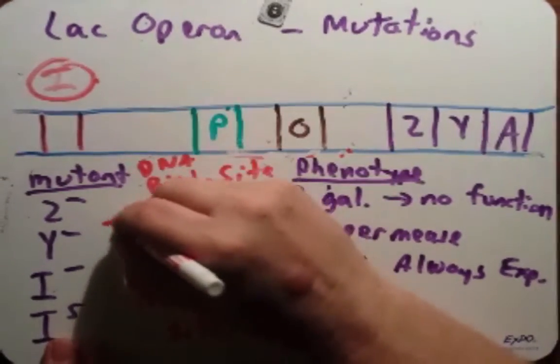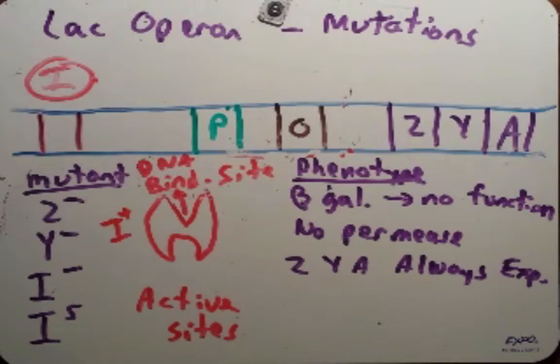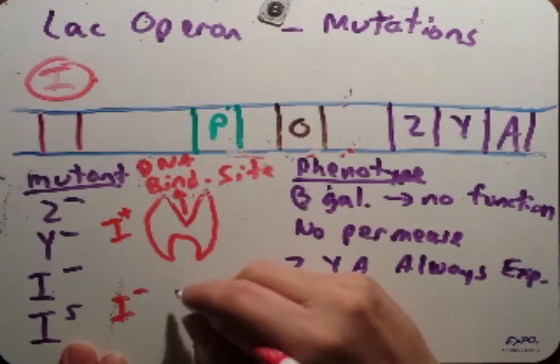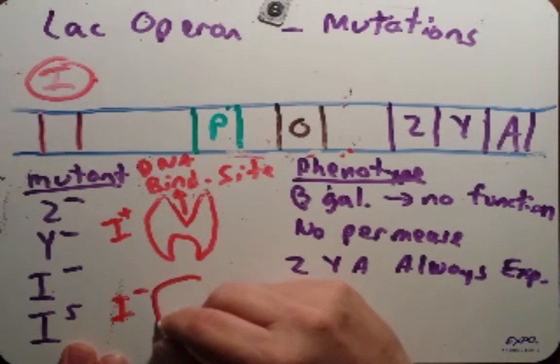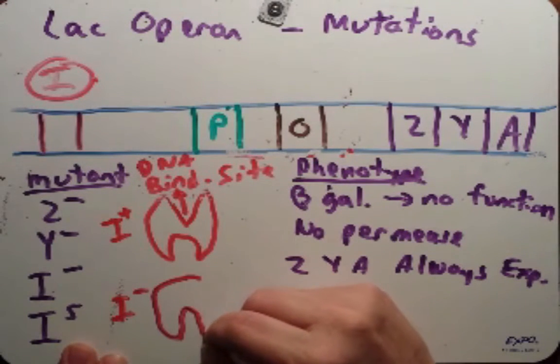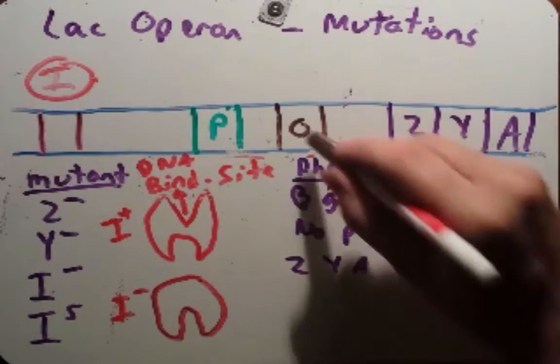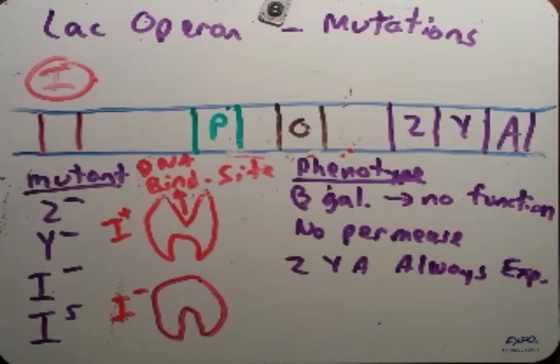Let's go and write that here. The way it would normally look unless it's mutated. The I minus now is going to look maybe something like this, where the DNA binding site has been mutated, so it can no longer bind to the operator. If it can't bind to the operator, you can't block transcription of ZYA.